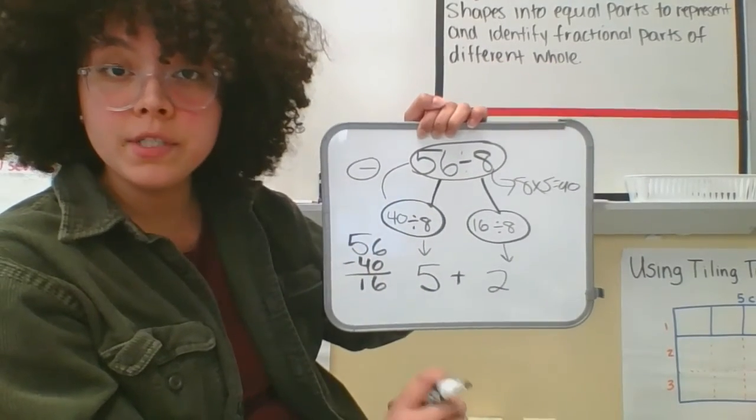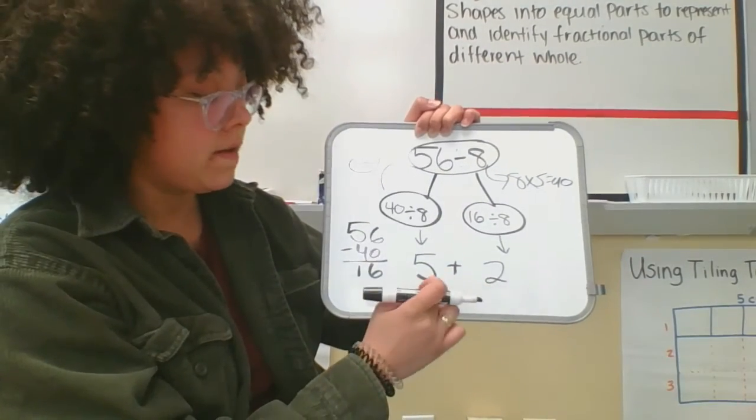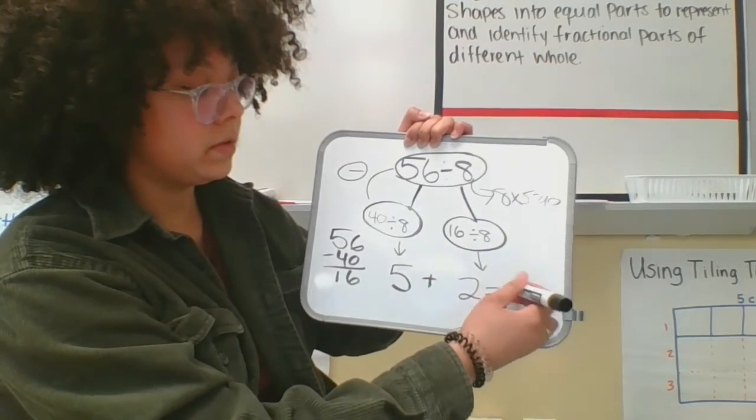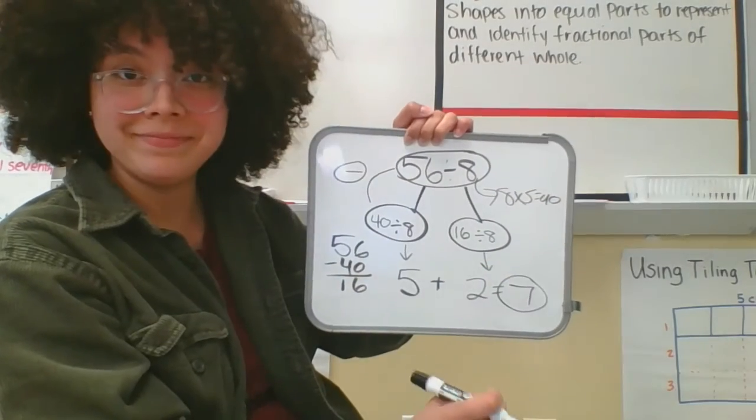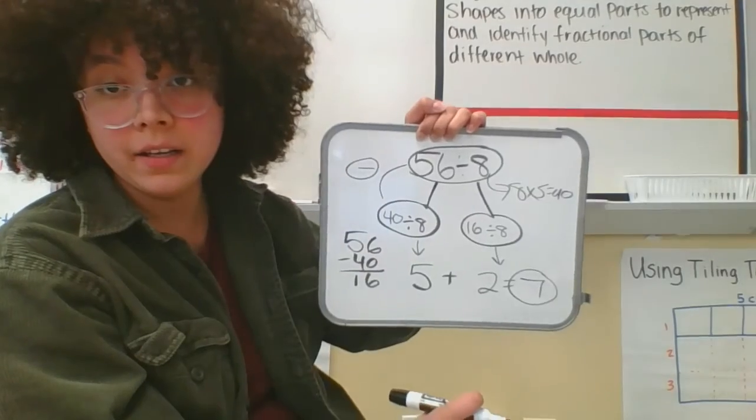The last thing that I want to do is combine my two quotients. 5 plus 2 is 7. So 56 divided by 8 is 7.